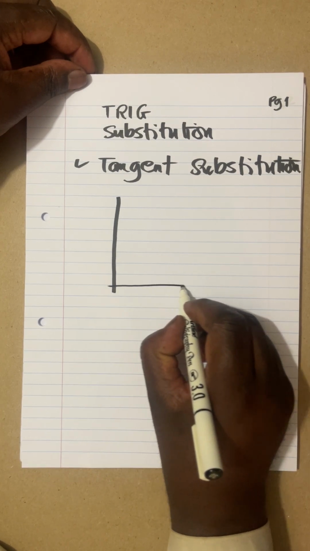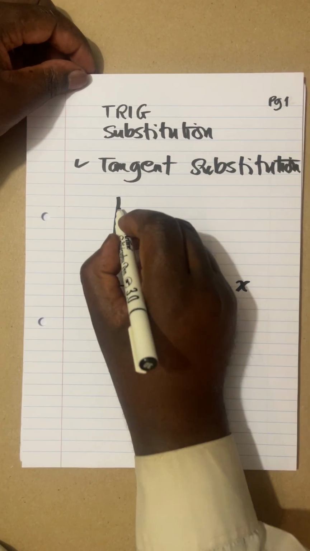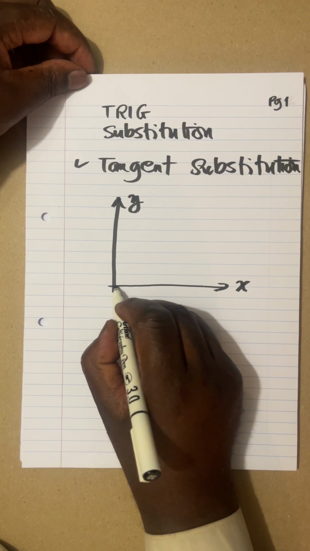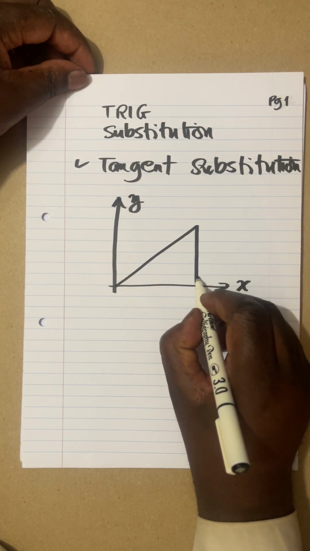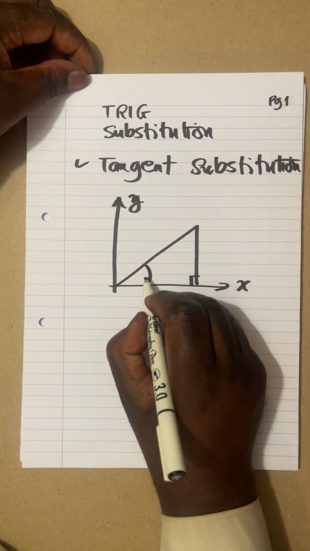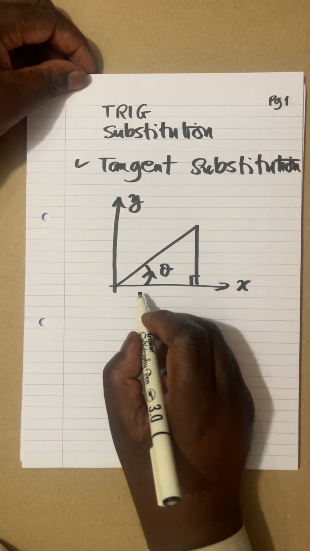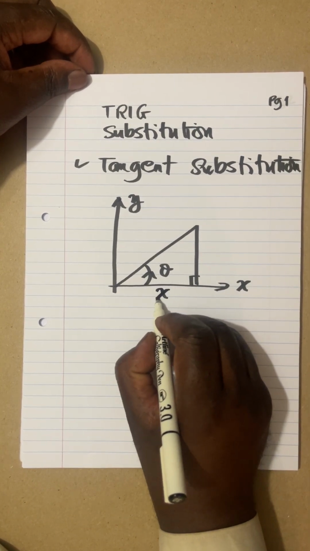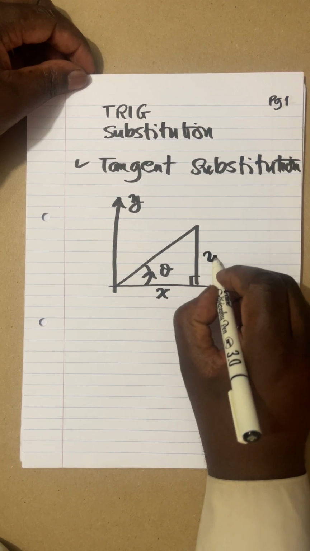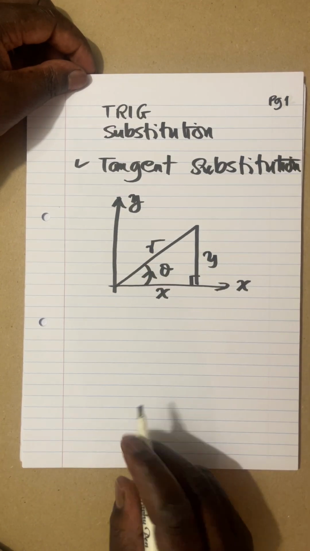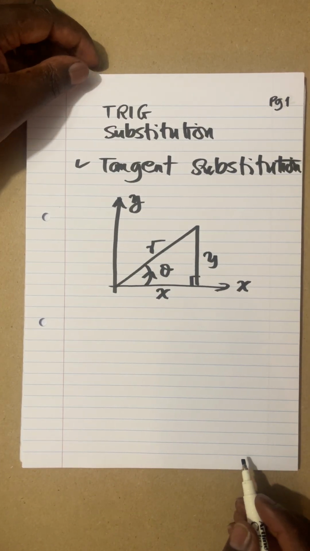Suppose you have the Cartesian plane here, and there is your x-axis and your y-axis, and you're focusing on that right angle triangle, and the angle of focus is this one here. Let's call it theta. Therefore, this distance from here to there, let's call it x. That vertical distance there, let's call it y, and the hypotenuse, let's call it r.